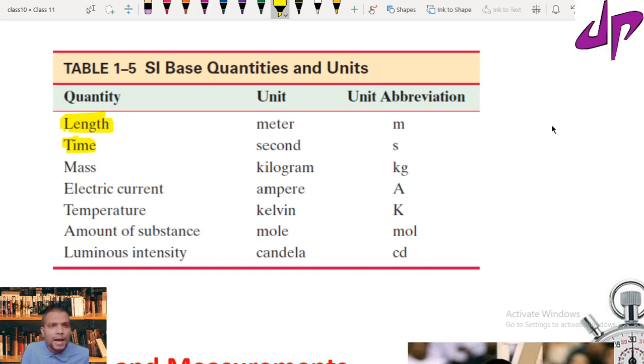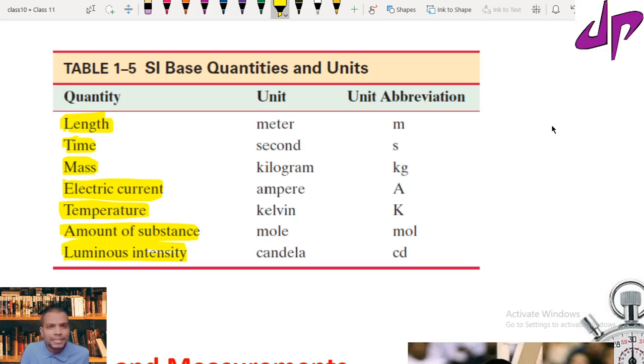Length, mass and time, these three you already know, and apart from those, certain substances you already know. So these are the 7. The fourth one is electric current, the next one is temperature, the next one is amount of substance, and the last one is luminous intensity.